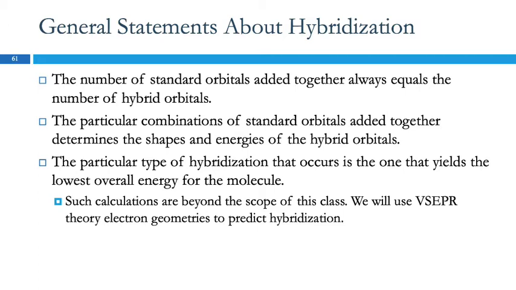The shapes and energies of the standard orbitals that we're putting together, of course, affect the shape and energy of the hybrid orbitals. So exactly which hybridization occurs is rather complicated, so we're not going to do that. Such calculations are beyond the scope of this class. Way, way, way beyond. So what we're going to do is use VSEPR theory to predict what the hybridization is.